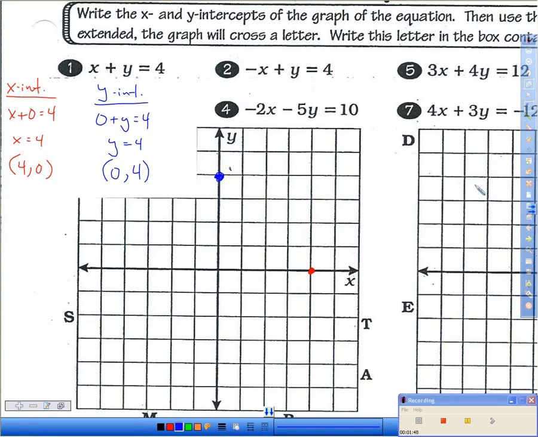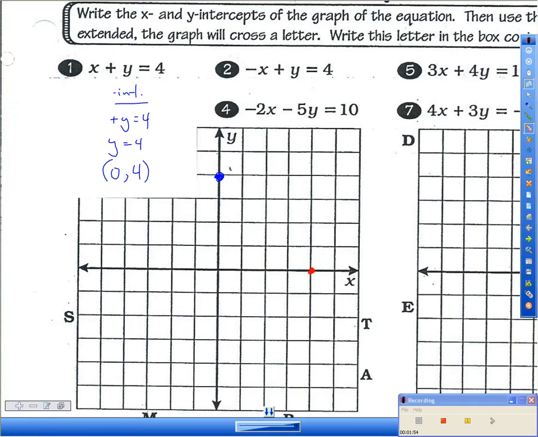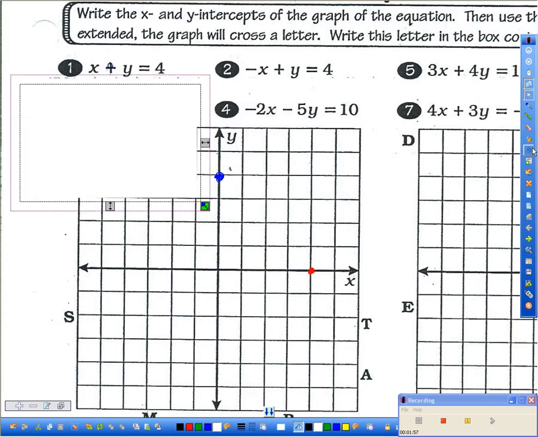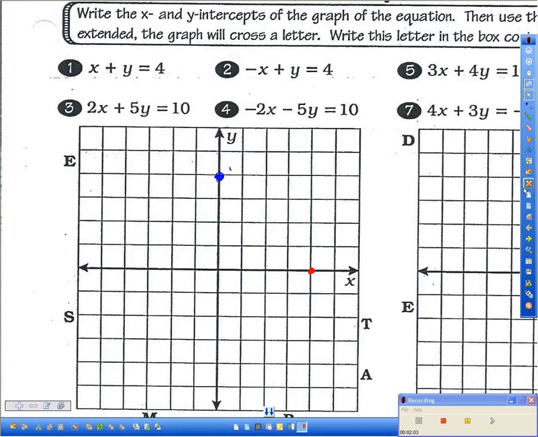If we draw a line through those 2 points, we should see, as the instructions say, that the line will touch one of the letters. So if I draw a line through those 2 points, it would look like this, and it would touch the T. So I would find number 1 at the bottom of the paper and write T in that box.